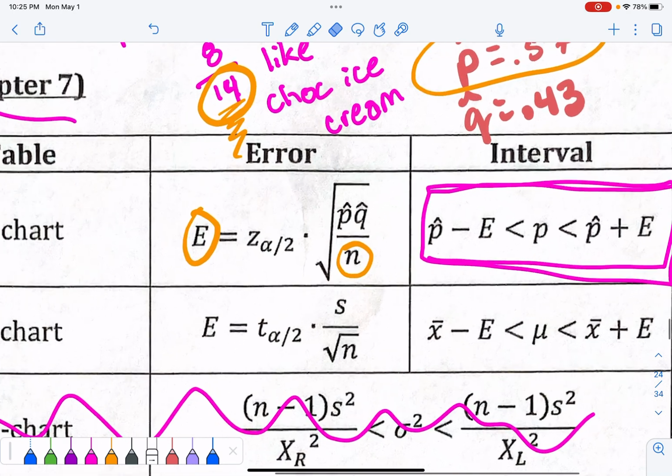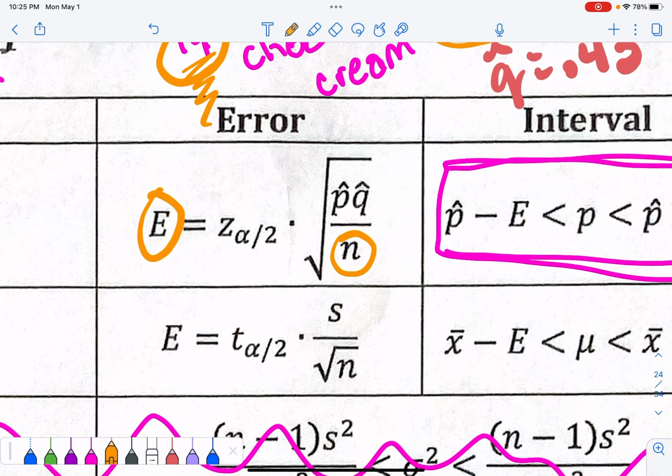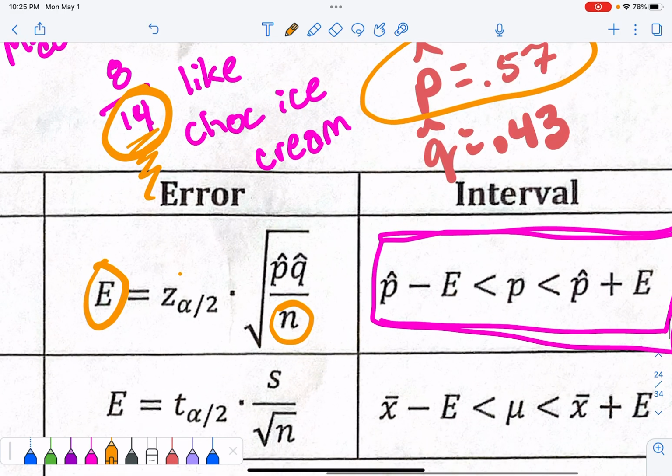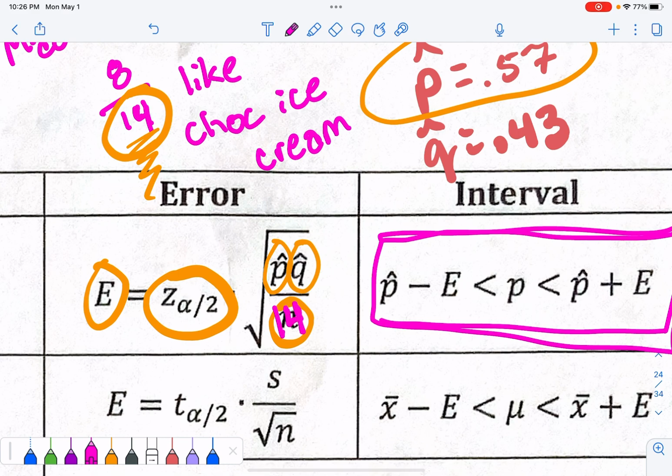All right, so here's the deal. We have 4 parts to this. If we keep going with my chocolate ice cream example, we have the z value, z of alpha over 2. The alpha over 2 doesn't really mean a whole lot. It's just the z value. Then p hat, q hat, and n. We said n was 14. We surveyed 14 people. P hat was 0.57, q hat was 0.43.